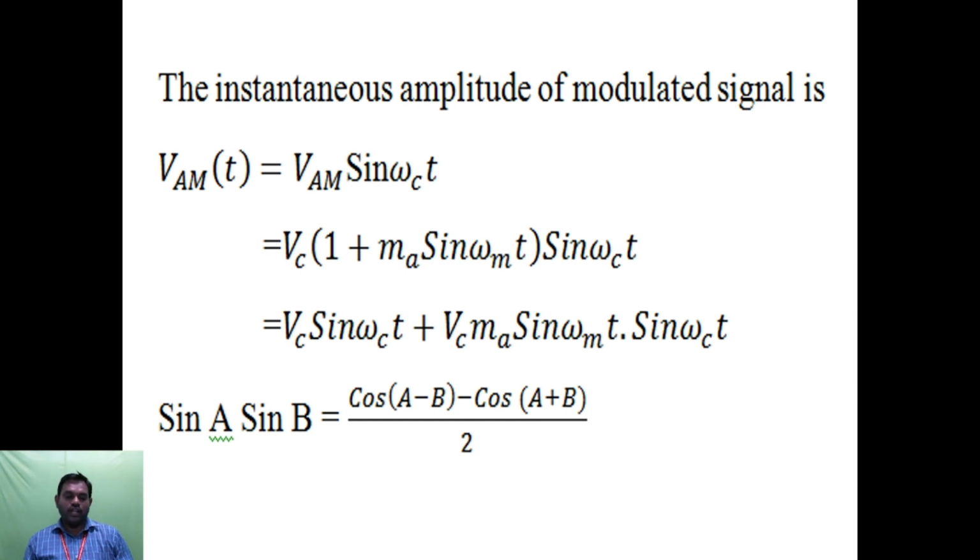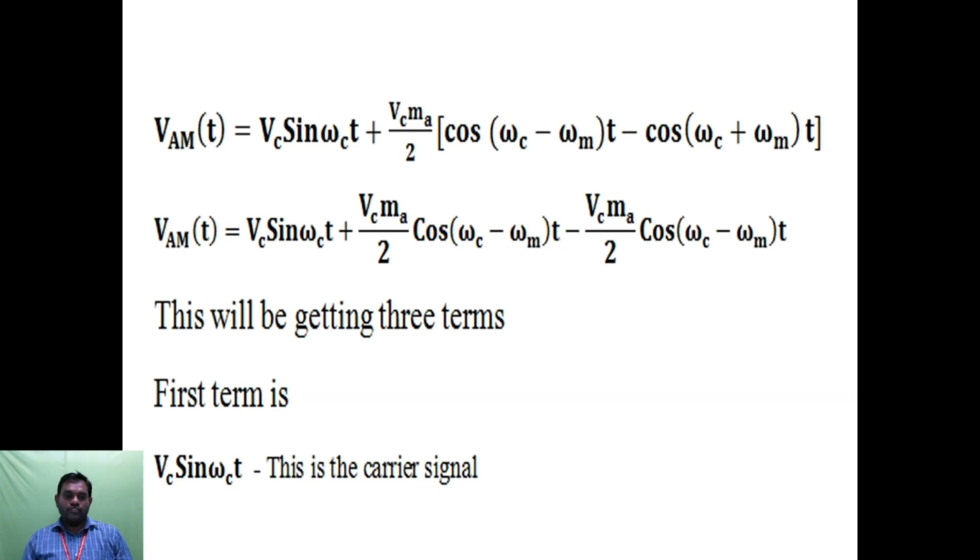Now we substitute the trigonometric identity: sin A sin B is equal to cos(A minus B) minus cos(A plus B), divided by 2. Vam of t is equal to Vc sin omega c t plus Vc Ma by 2 into cos(omega c minus omega m) t minus cos(omega c plus omega m) t. Now we further simplify the above equation. Vam of t is equal to Vc sin omega c t plus Vc Ma by 2 cos(omega c minus omega m) t minus Vc Ma by 2 cos(omega c plus omega m) t.